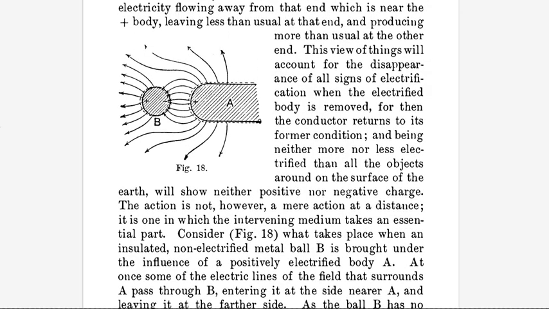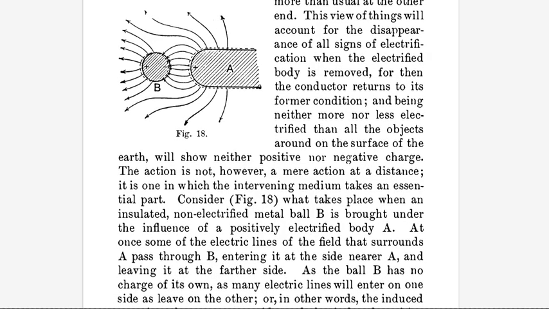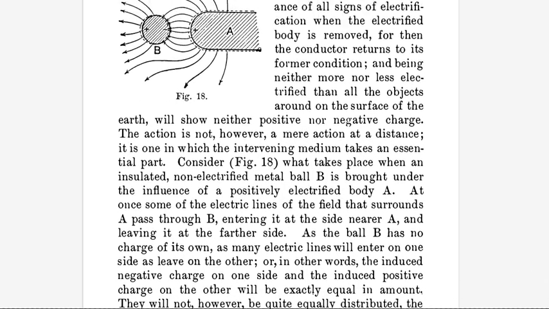The action is not, however, a mere action at a distance. It is one in which the intervening medium takes an essential part. Consider figure 18. What takes place when an insulated, non-electrified metal ball B is brought under the influence of a positively electrified body A? At once some of the electric lines of the field that surrounds A pass through B, entering it at the side nearer A, and leaving it at the farther side.